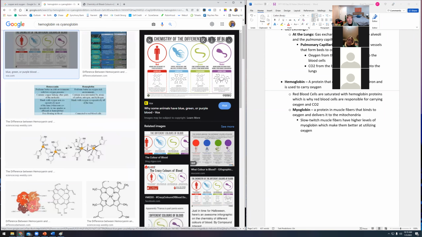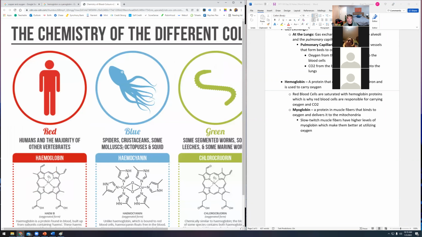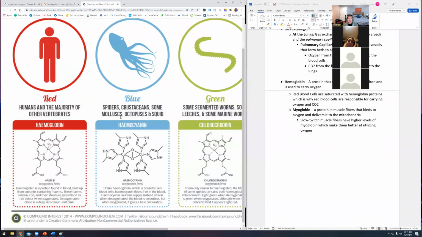Anyway, certain squids and certain spiders, actually, some octopuses that are out there, they use copper to bind to oxygen and travel around their body. That's why it's called hemocyanin. Good Lord, that's hard to say. That's why their blood is actually bluish.